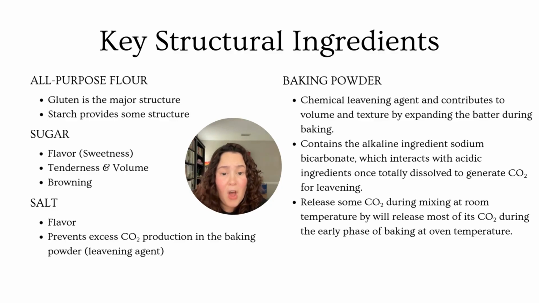Salt provides flavor, but it also prevents excess carbon dioxide production in the baking powder, which is our leavening agent in the muffins. Baking powder is our chemical leavening agent that contributes to volume and texture by expanding the batter during baking. It contains the alkaline ingredient sodium bicarbonate, which interacts with acidic ingredients once totally dissolved to generate carbon dioxide for leavening. It releases some carbon dioxide during mixing at room temperature, but will release most of its carbon dioxide during the early phase of baking at oven temperature.